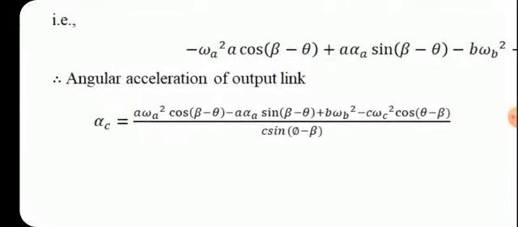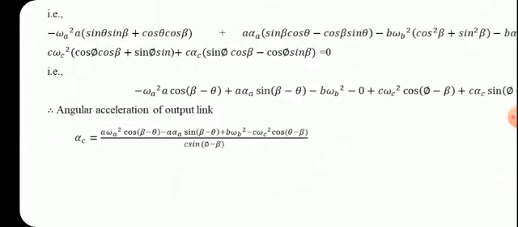Angular acceleration of the output link alpha C can be given by A omega A square cos(beta minus theta) minus A into alpha A into sin(beta minus theta) plus B omega B square minus C omega C square into cos(theta minus beta) divided by C into sin(phi minus beta). This is the angular acceleration of the output link.